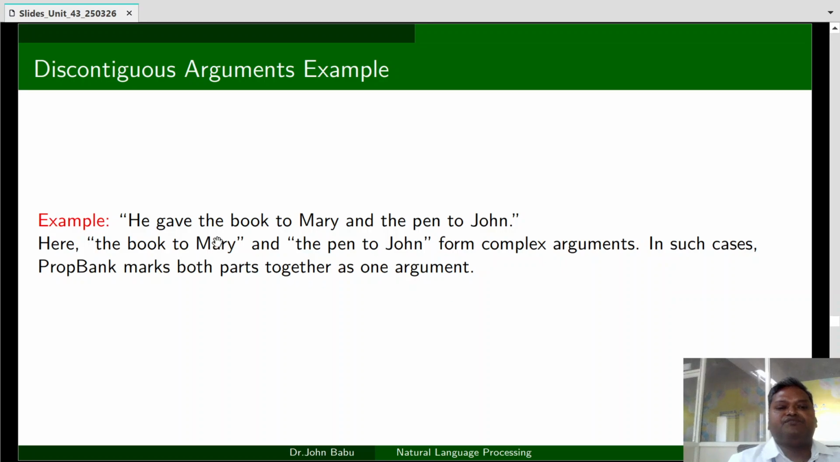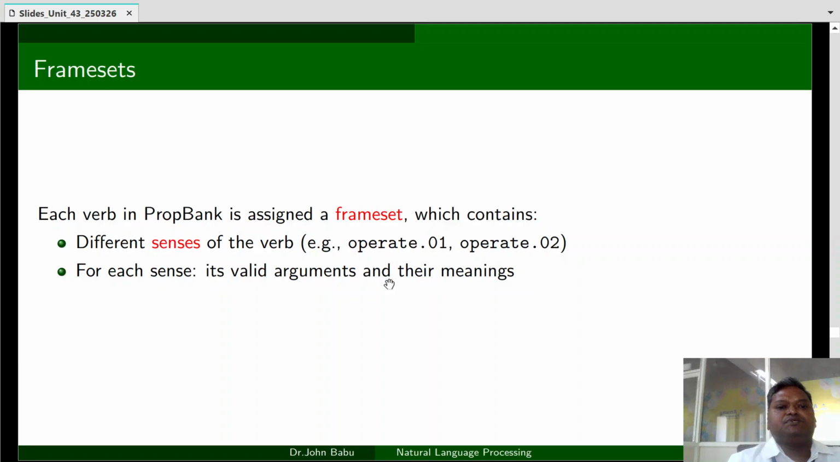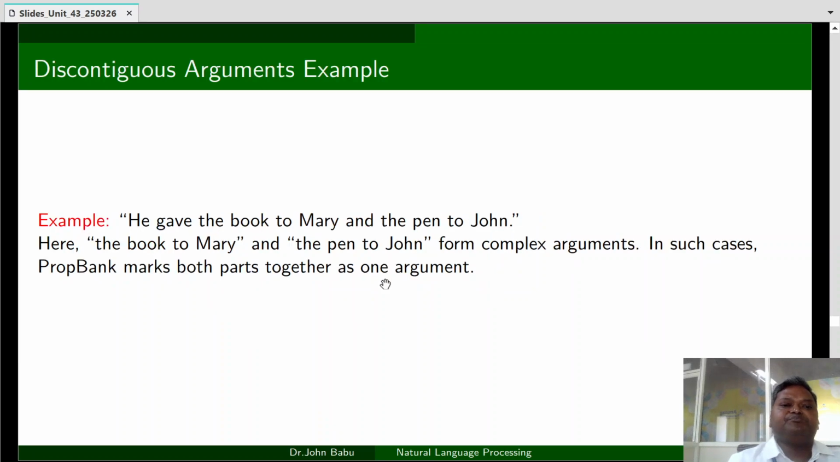For example, he gave the book to Mary and the pen to John. The book to Mary and the pen to John form complex arguments, so the PropBank may mark both parts together as one argument, whereas the Treebank may mark it as a different argument.